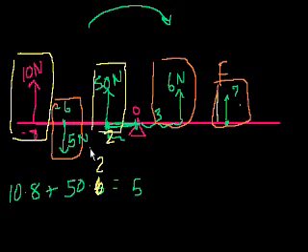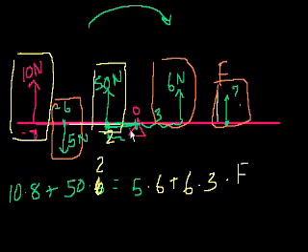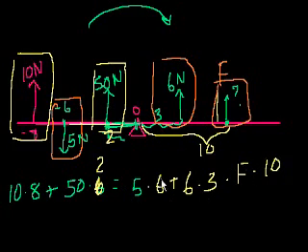So the clockwise moments is 5 newtons times 6, right? Its distance is 6, and it's 5 newtons going in the clockwise direction. And then we have plus 6 newtons times 3. And then we're just assuming, we don't know for sure, our force, and let's say we're applying the force. I should have told you ahead of time so you can do this problem. Let's say that we're applying the force at 10 meters away from our fulcrum arm. So force times 10. So now let's just solve for the force.